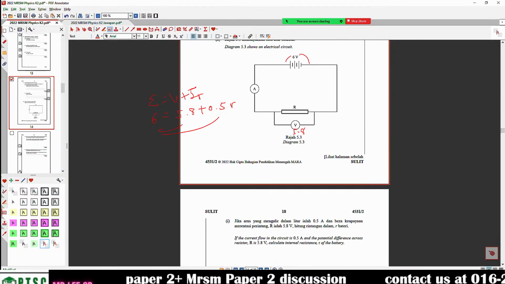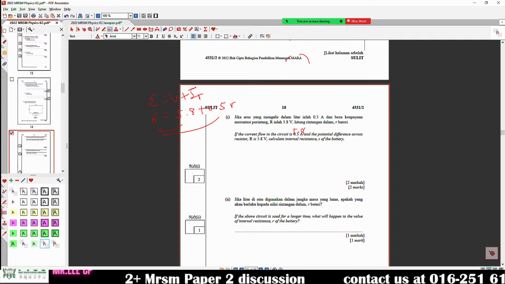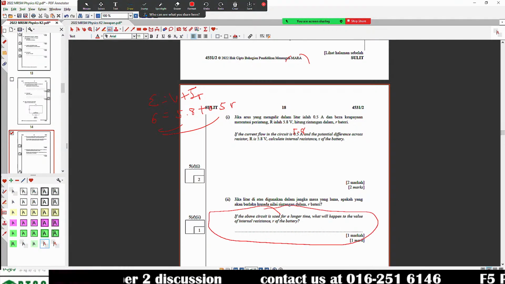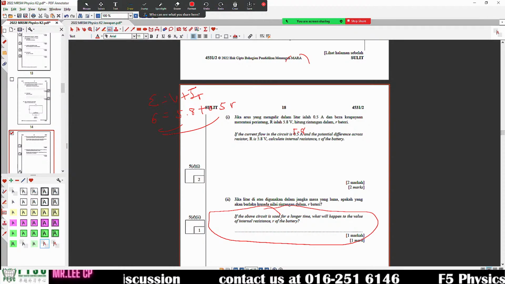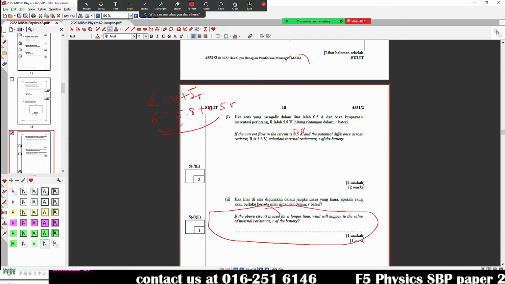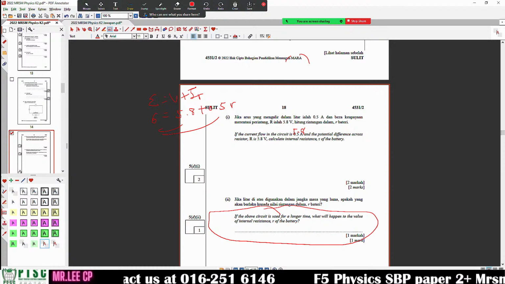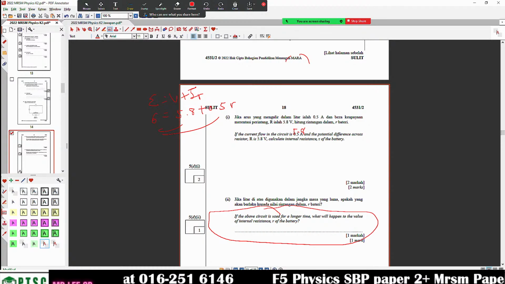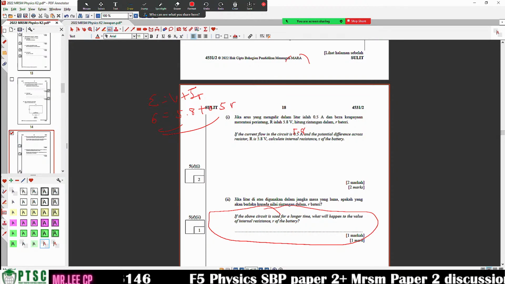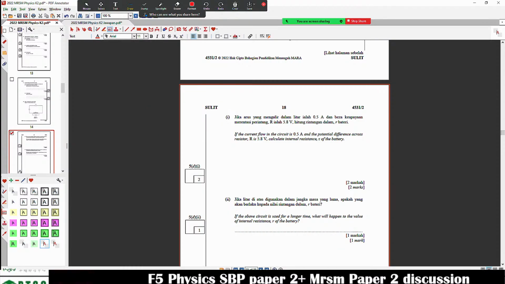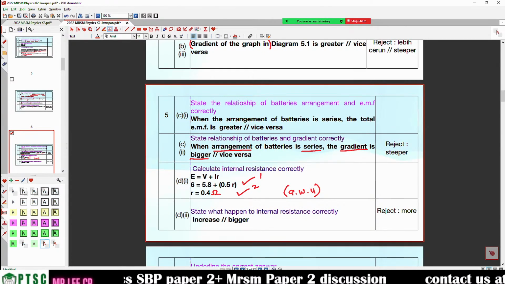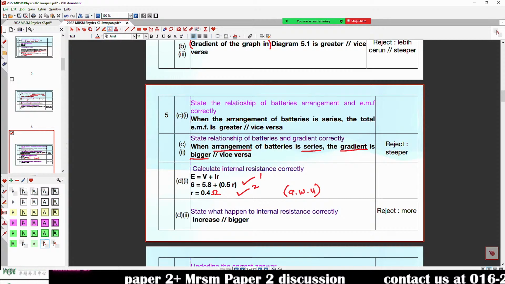Right, state what happened to the internal resistance if a circuit is used for a longer time, what happened to the value of internal resistance? 你的 battery 用越久了，它就越老牙了，它的 electrolyte 里面就没有这么好了。The electrolyte inside there will be not so good already. So internal resistance 阻力就大了。So you see it is not so effective already. So you see your answer as internal resistance increase.